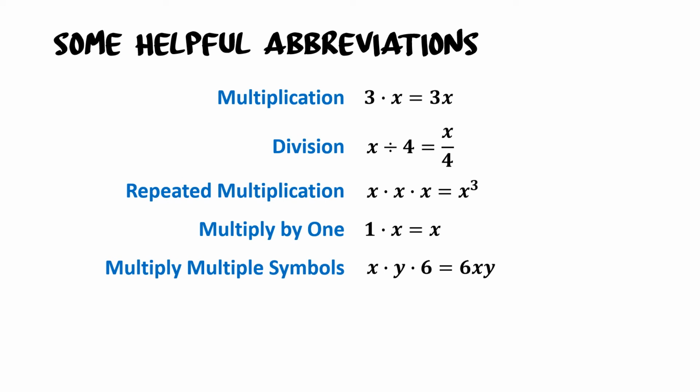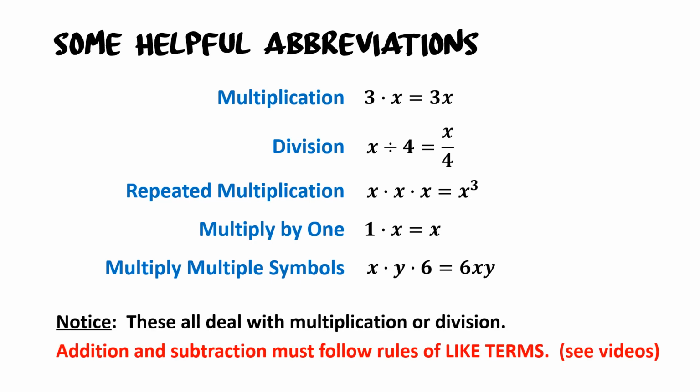Multiplying several symbols together. Remember that multiplication is implied when symbols are written next to each other. For example, x times y times 6 would just be written as 6xy. The constant is always written first, and this is okay since the order we multiply does not matter. Also, notice that all of these abbreviations are for multiplication and division only. Addition and subtraction must follow the rules of like terms, which are covered in our next video.